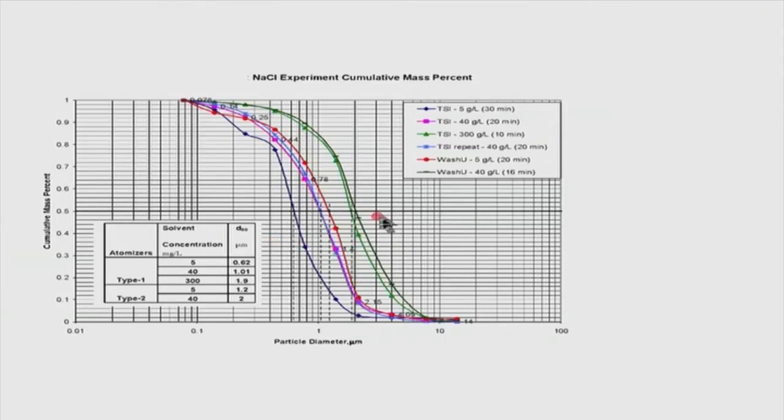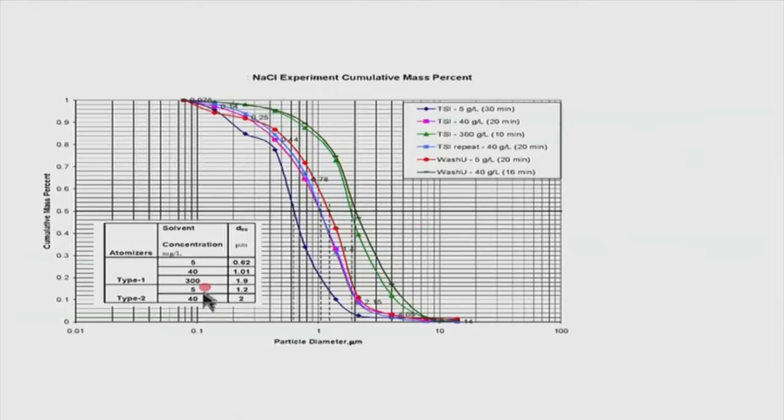So we expected that the particle size would increase by a factor of 2. Why? Because the volume or the mass is dp cube. If I multiply the mass concentration by 8, taking 40 grams per liter instead of 5 grams per liter, I've increased the volume by 8 times, which means that the diameter of the particle should double. So that's a trick that we used, and it worked out pretty well.